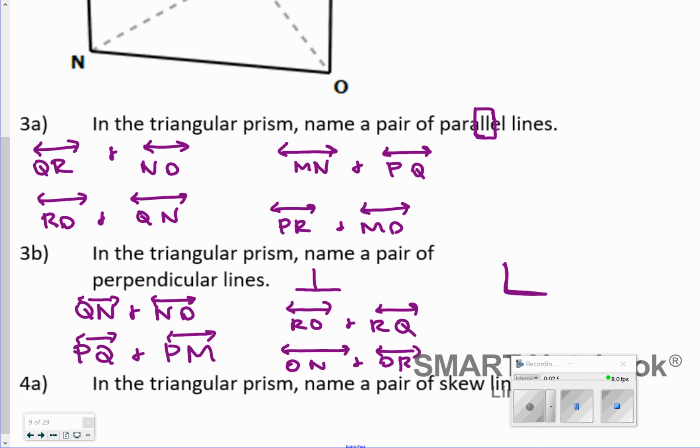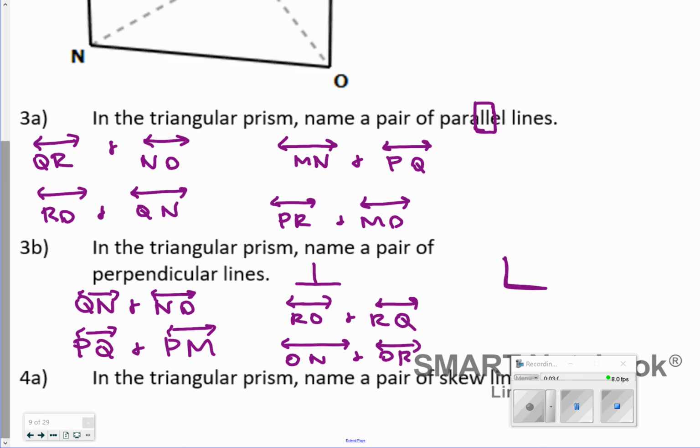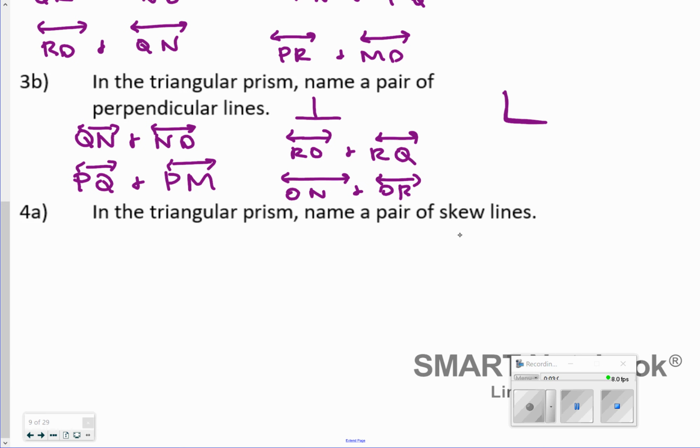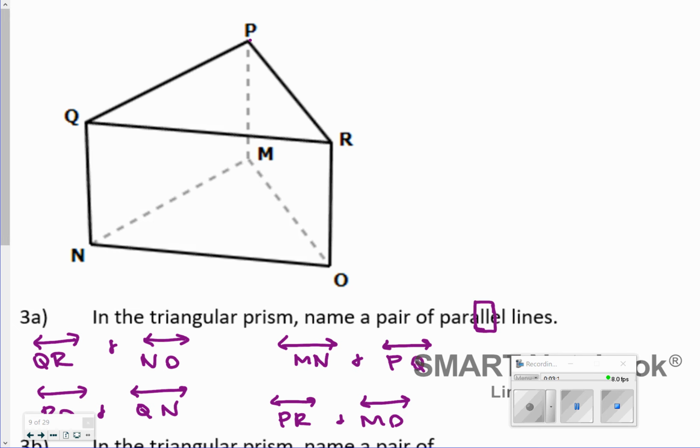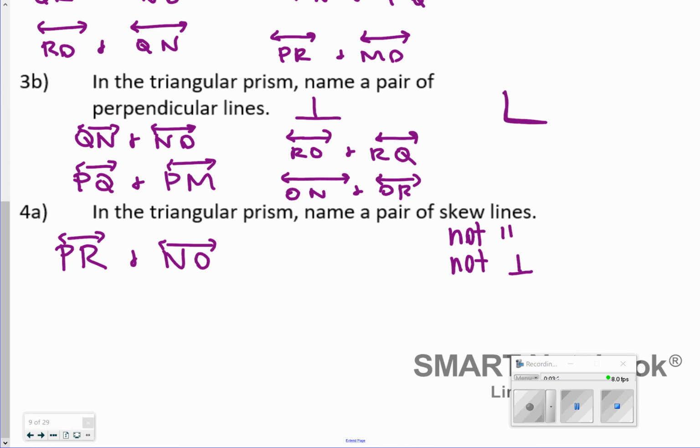The last one talks about a skew, and just keep in mind that a skew line is not parallel and not perpendicular, and actually use the two little symbols. So here are just a few examples of maybe some skew lines. There's a lot of possibilities here, okay? First one would be line PR and line NO. If we go back up here and look at PR, here's PR and here's NO. Notice they are not parallel and they're not perpendicular. So you're just picking two random lines, essentially. Making sure they're not touching too.